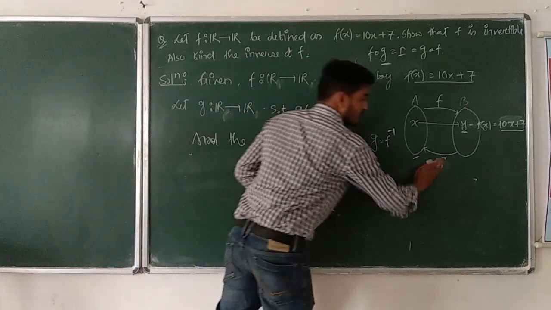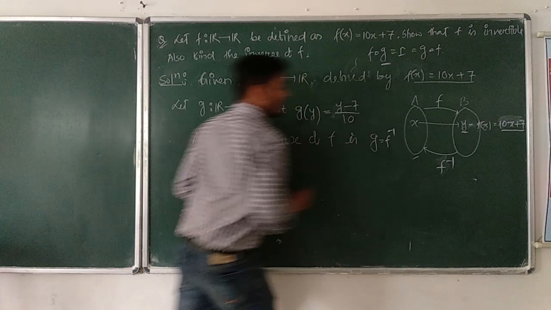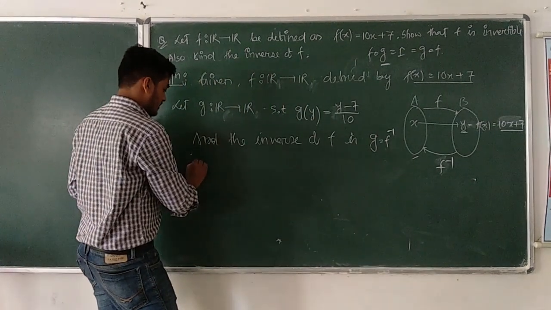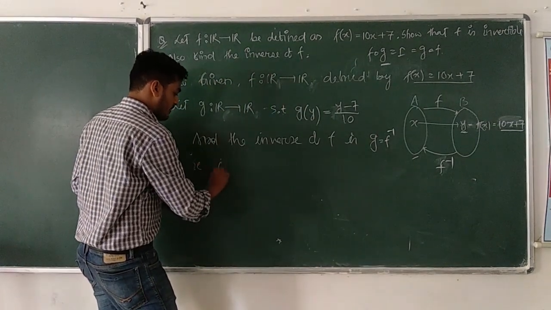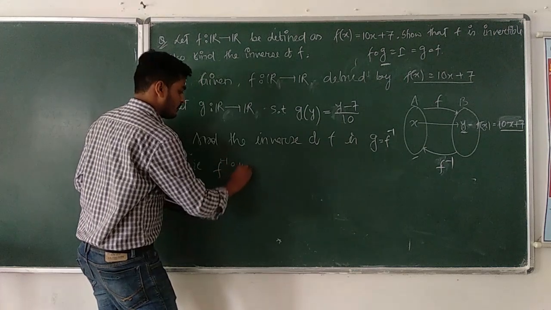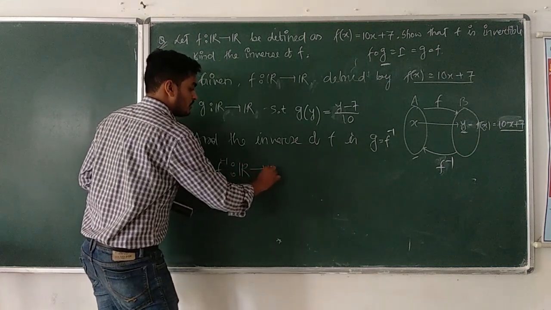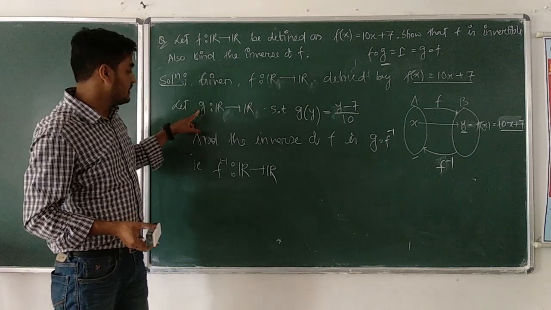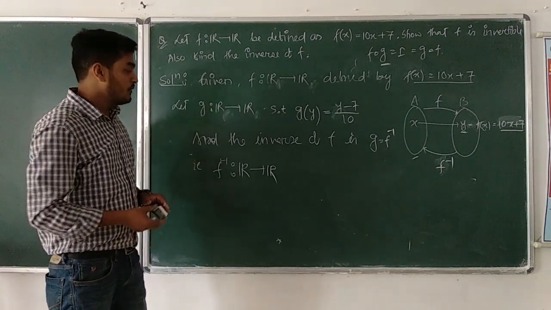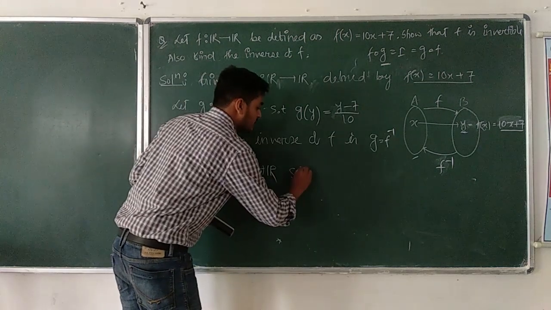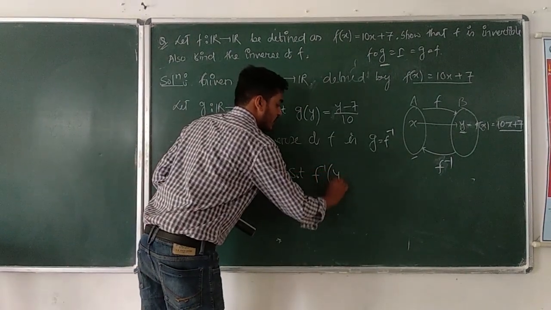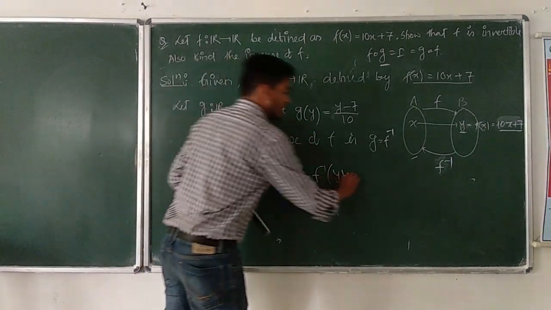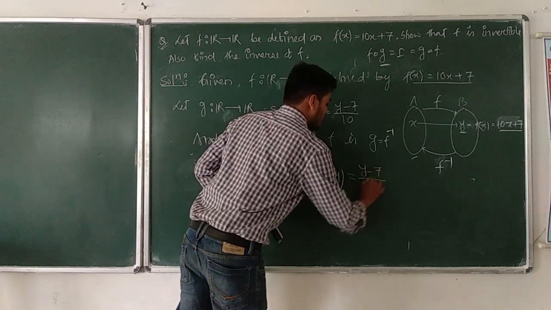That means z is nothing but f inverse. That's why I have written f inverse. F inverse is the function from real number to real number. Z is the inverse of f. That's why in place of z I have written f inverse from real number to real number such that f inverse of y is y minus 7 by 10.